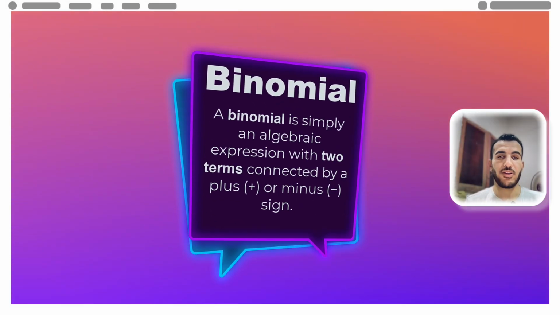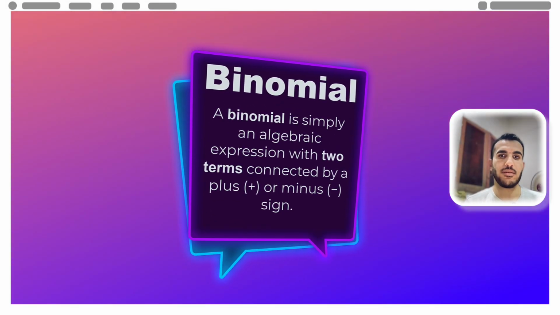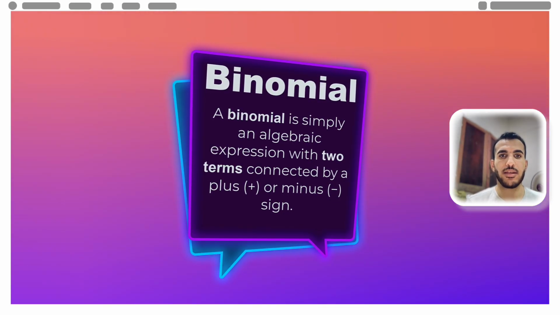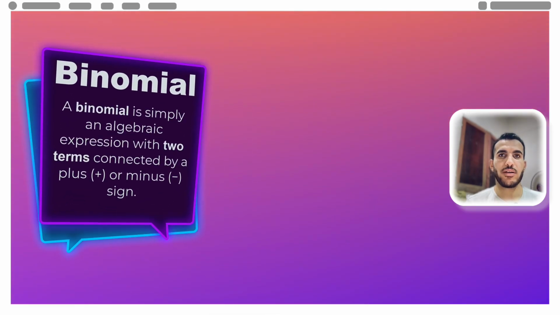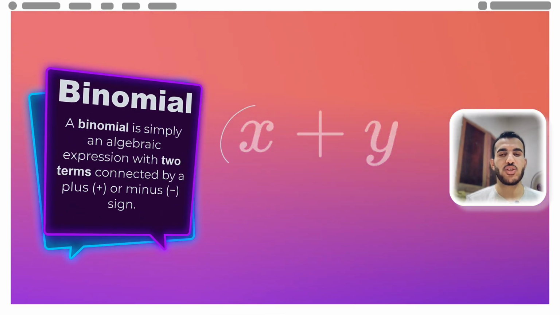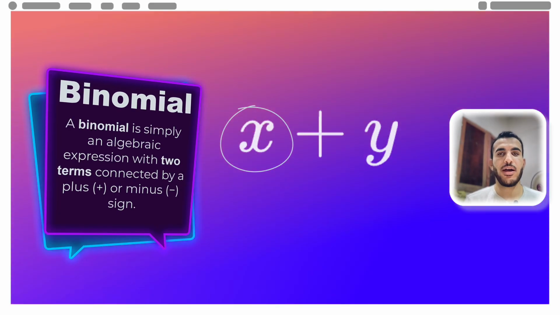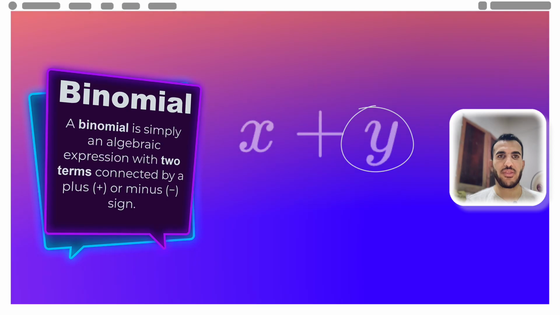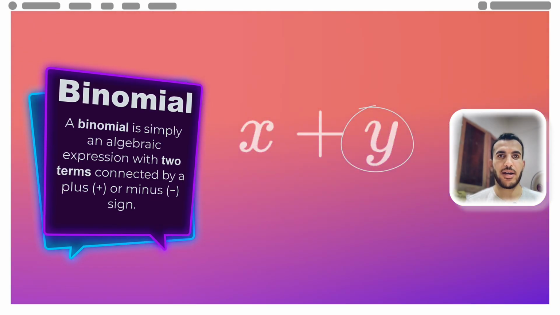So what's a binomial? A binomial is simply an algebraic expression with two terms connected by a plus or minus sign. Let's take an example. x plus y is called a binomial. Why? Because it consists of two terms. x is a term and y is a term, and we separate them by a plus sign.